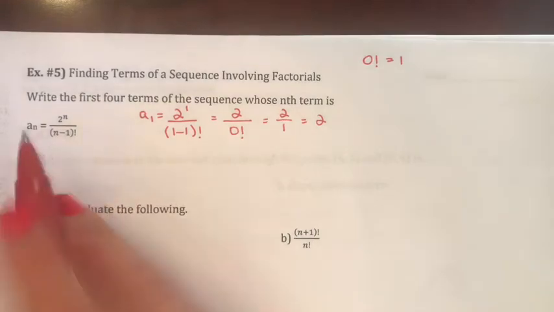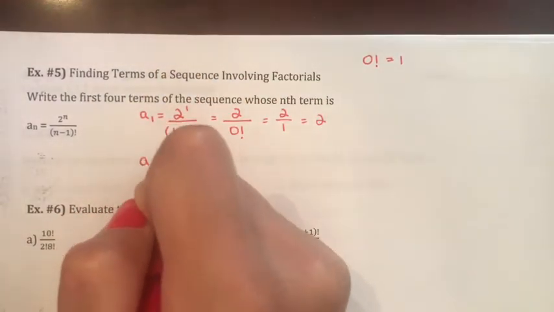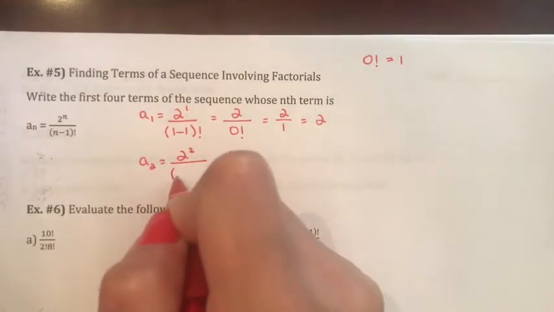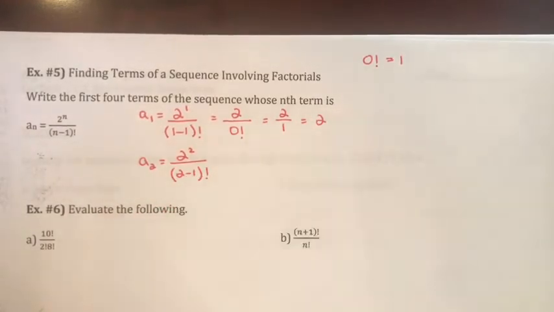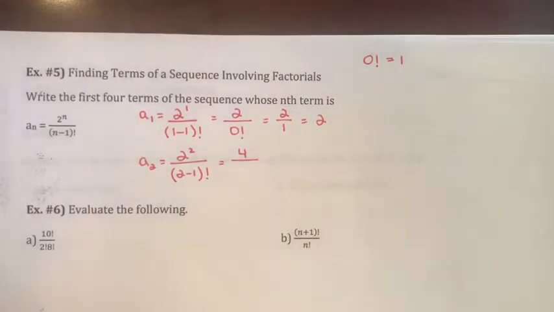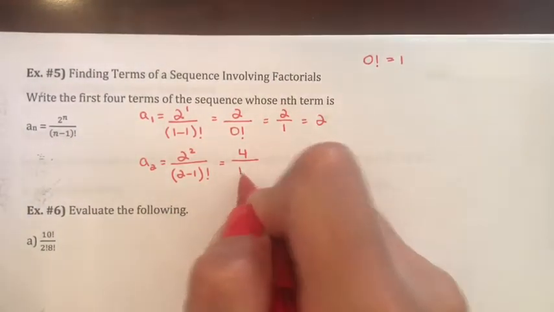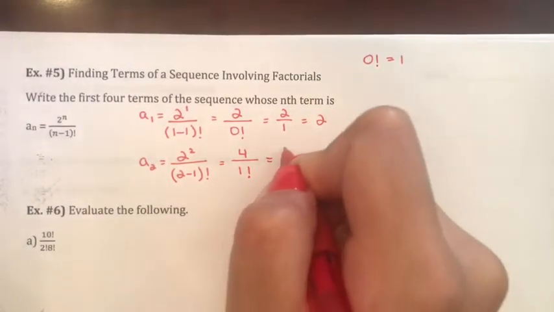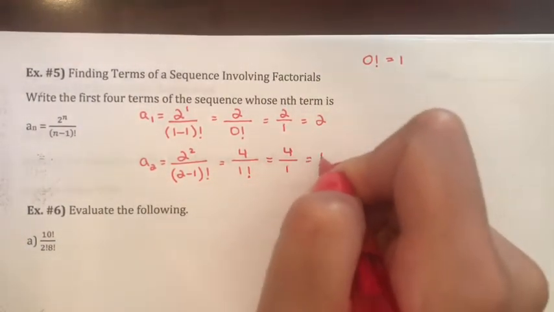Now if I'm looking for the second term, 2 squared on top, 2 minus 1 factorial, means we have 4 on top. This simplifies to 1 factorial, which is just 1. And so I end up with 4.